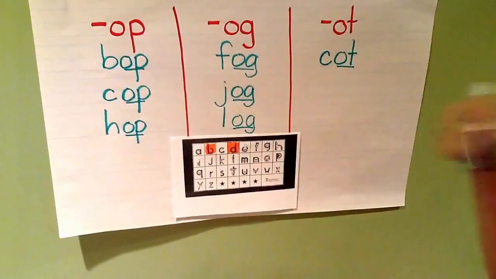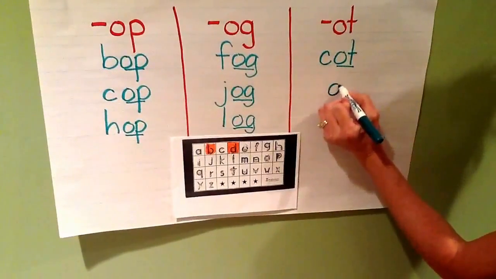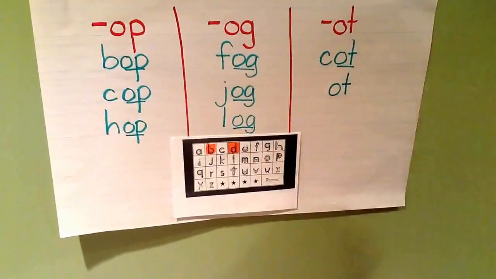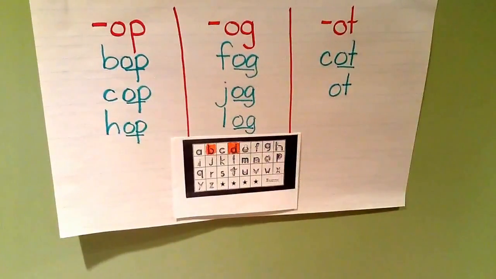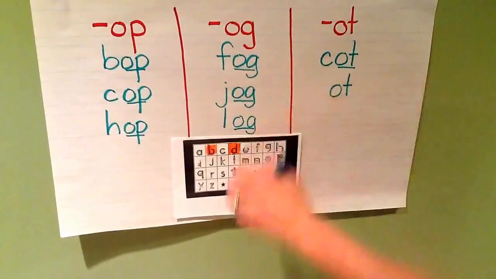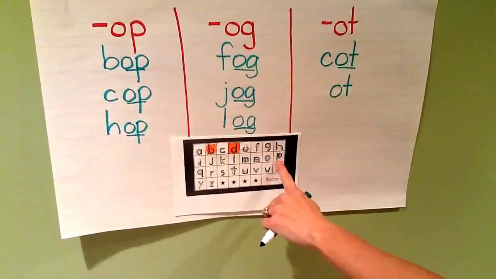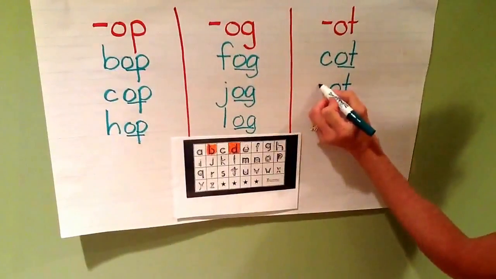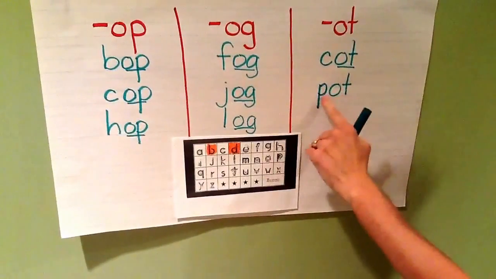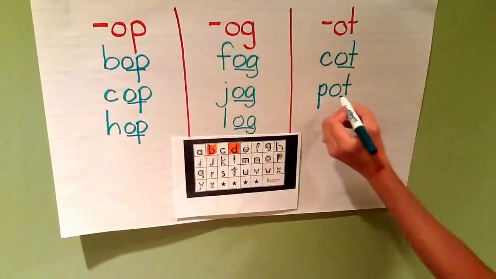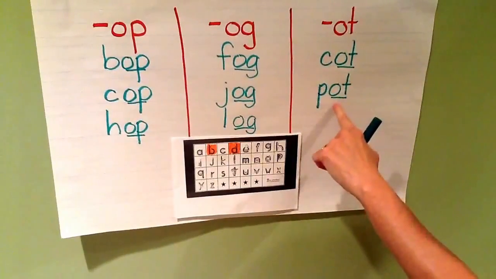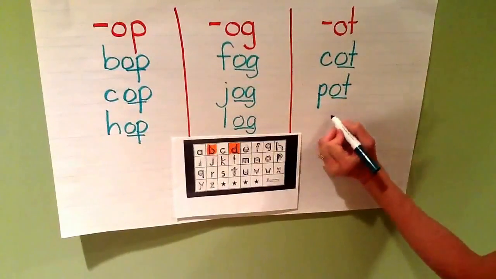Let's think of another word. I'm going to go ahead and write ot. Can you find another letter down below that we can add to the beginning of ot to make a real word? I see one. I see a P. If I add a P to the beginning of this word, read this with me. Pot. Is pot real? It is. There's the ot.